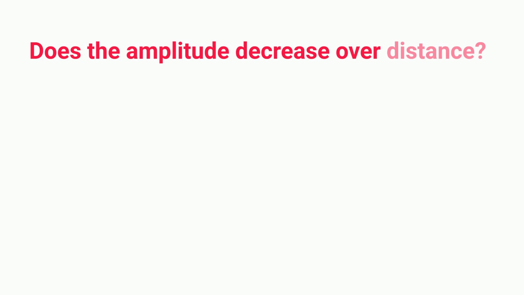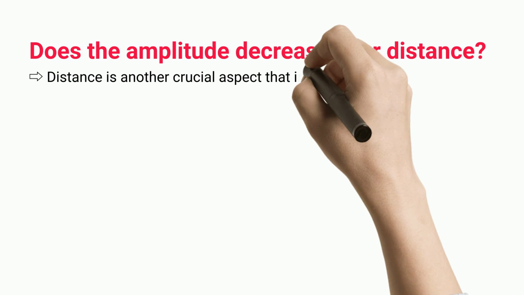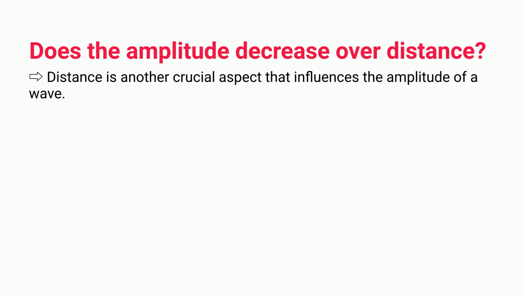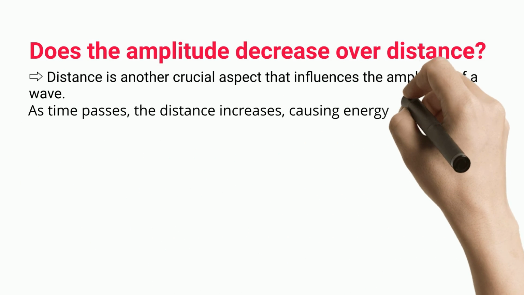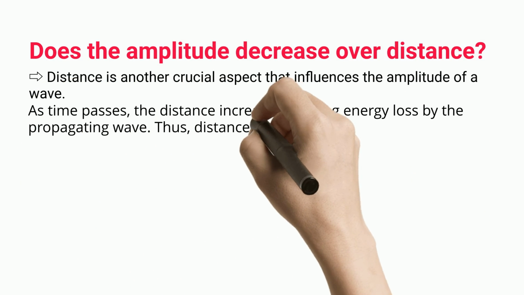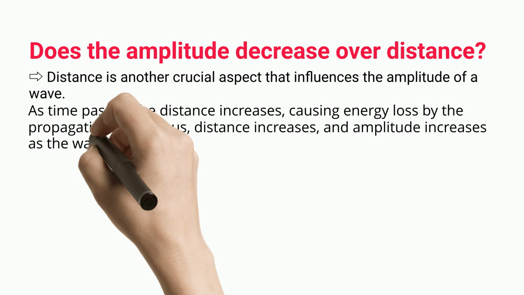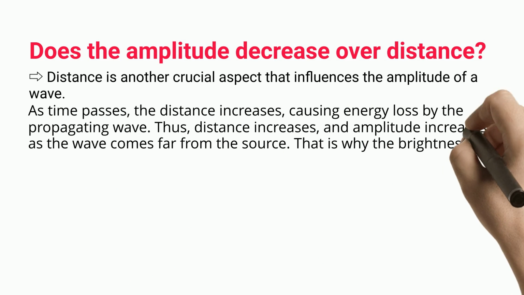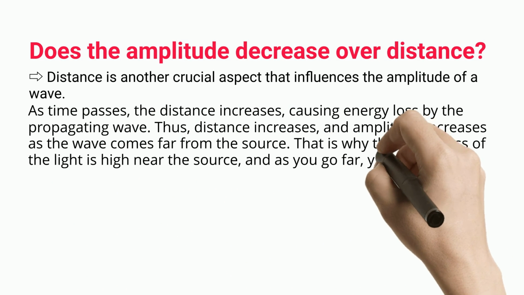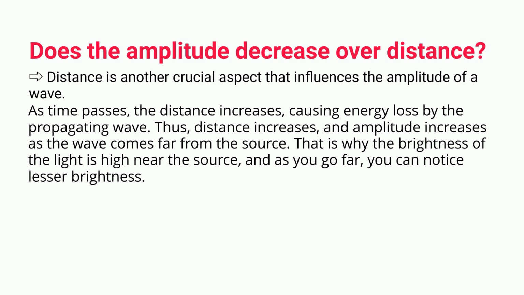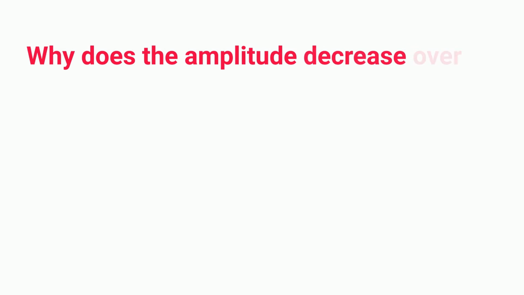Does the amplitude decrease over distance? Distance is another crucial aspect that influences the amplitude of a wave. As time passes, the distance increases, causing energy loss by the propagating wave. Thus, as distance increases, amplitude decreases as the wave comes far from the source. That is why the brightness of the light is high near the source, and as you go far, you can notice lesser brightness. Why does the amplitude decrease over distance?